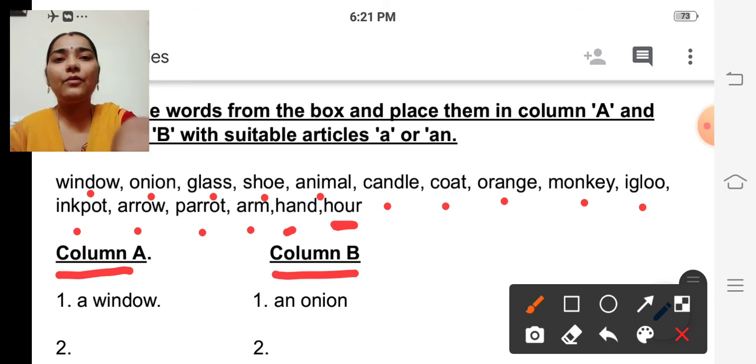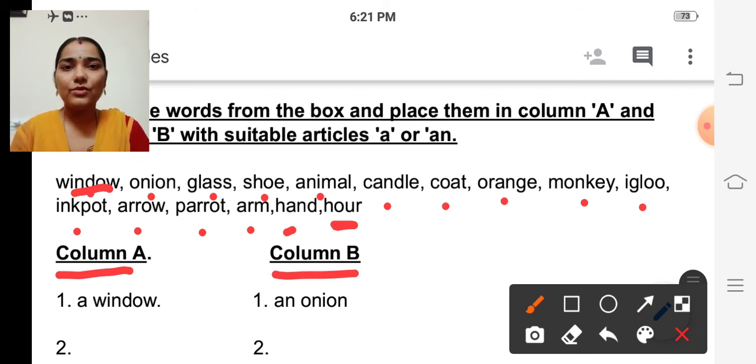Okay. So for window, which article should come before the word window? Window does not start with a vowel letter, isn't it? So they have already given a window. A window. And next one is onion. Onion. So it starts with the letter O. It is a vowel, isn't it? So we have to place the article an before the word onion, isn't it? So an onion.